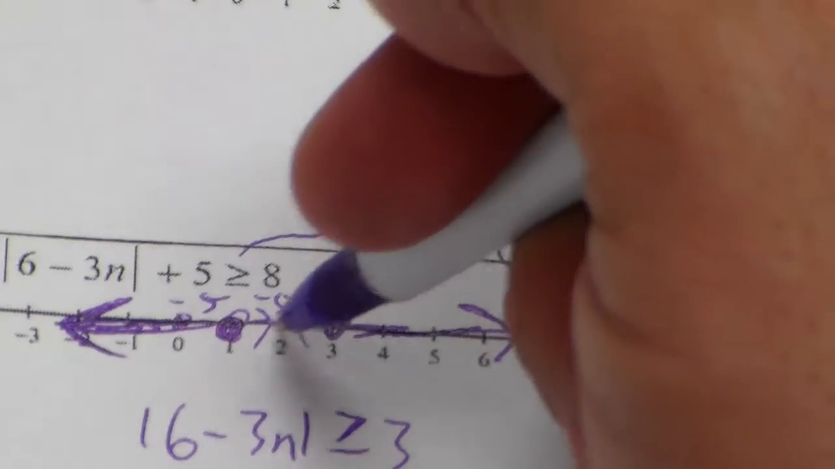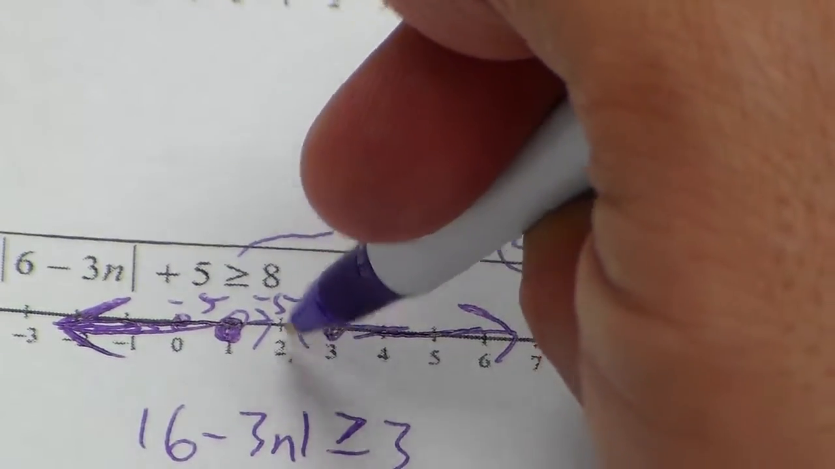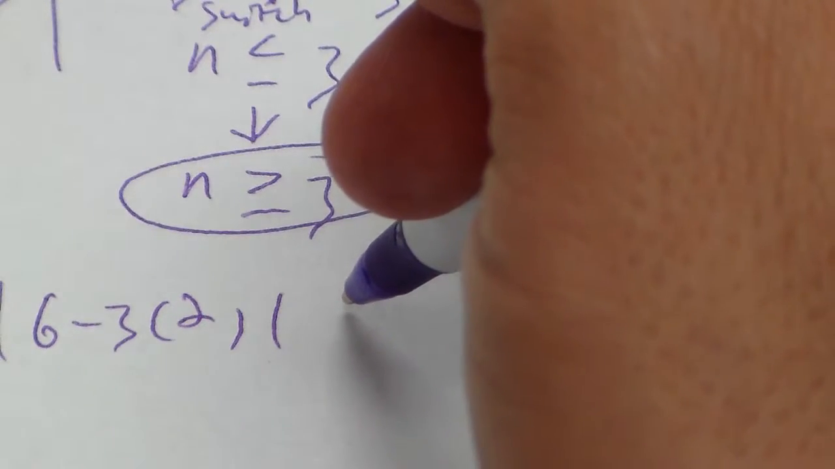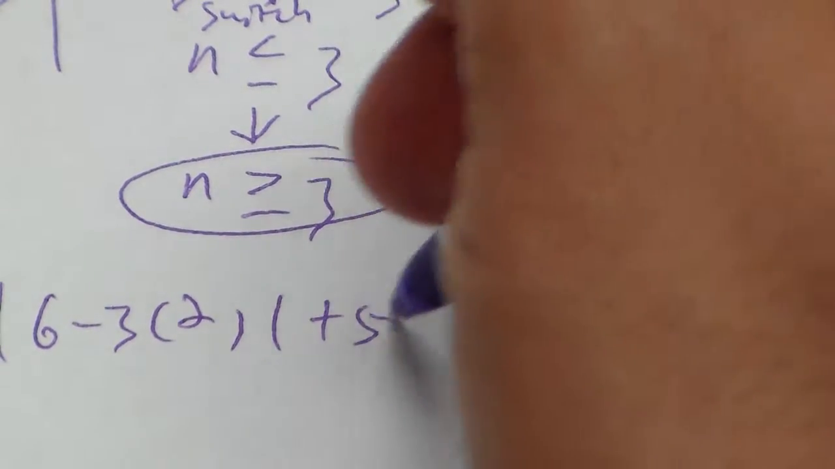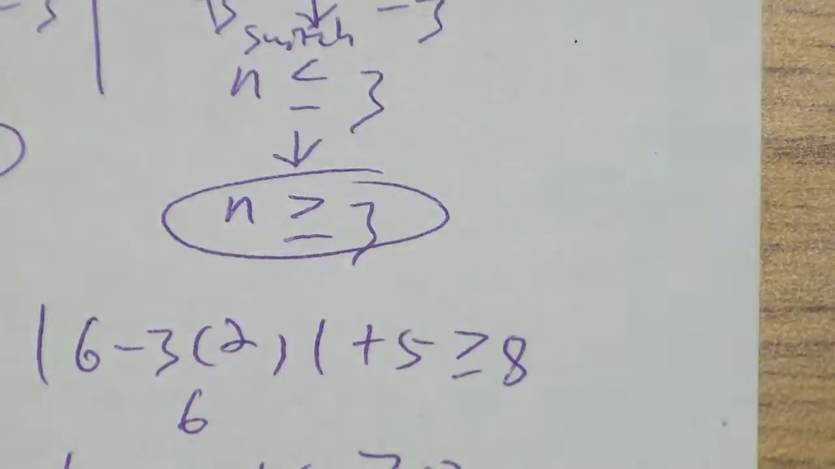So let's say that you thought the solution was 2 and that you went in between them. So if you thought it was 2, well, let's see. Let's plug it in just to show it to you. So the original problem again would be 6 minus 3 times whatever we plug in, which we're going to plug in a 2, plus 5 greater than or equal to 8. So 3 times 2 is 6, 6 minus 6 is going to be 0, plus 5 is greater than or equal to 8.